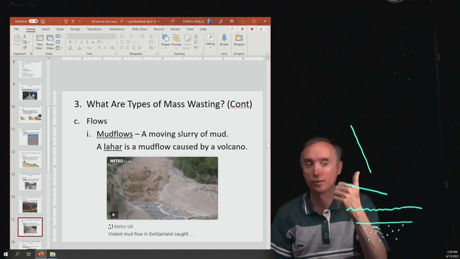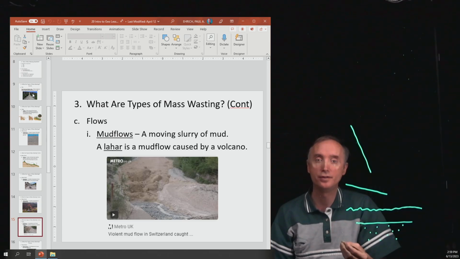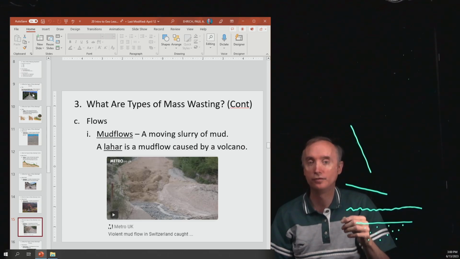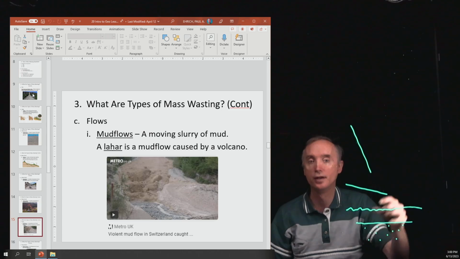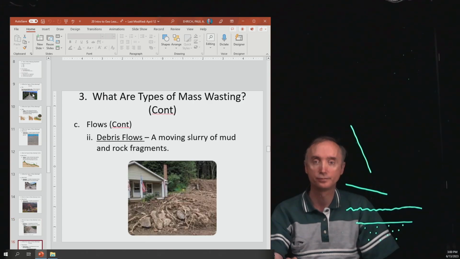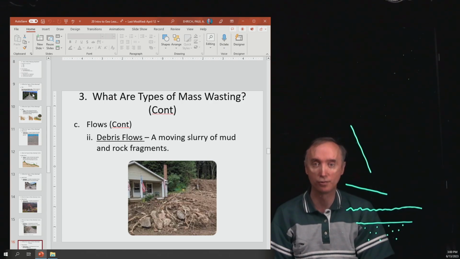Okay, so we've done the falling, we've done the sliding, so now we're going to do the flowing. You could have mud that is flowing, and a lahar is a mud flow caused by a volcano. Debris that comes out of the volcano, the ash, when it mixes with water, can make mud, and that mud can flow downhill very quickly. So that's going to be called a lahar. Okay, you could also have a debris flow. In addition to the mud, you can also have pieces of rock in there. So this is going to be a debris flow.